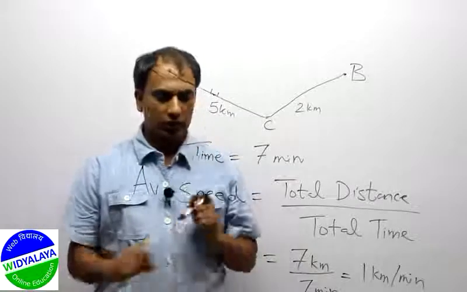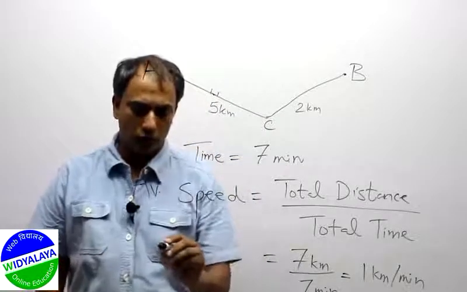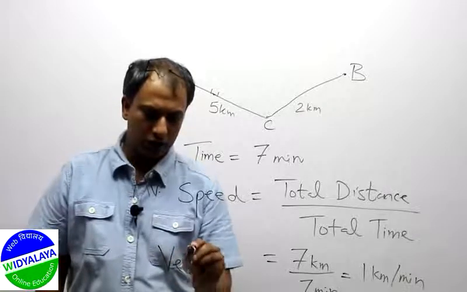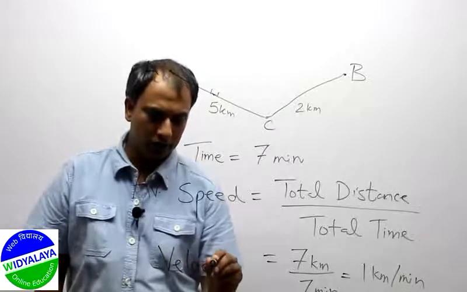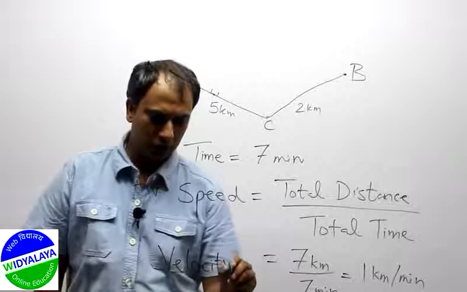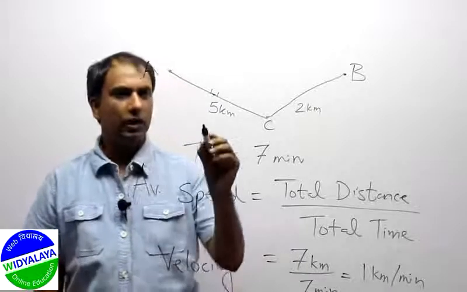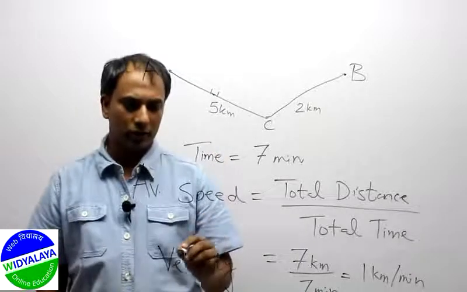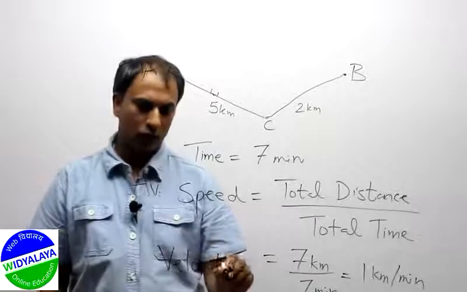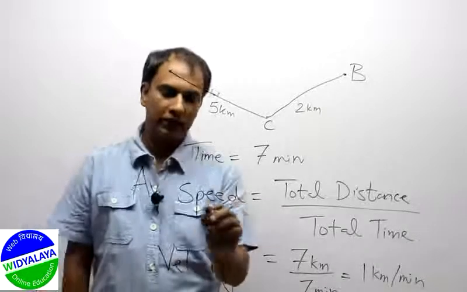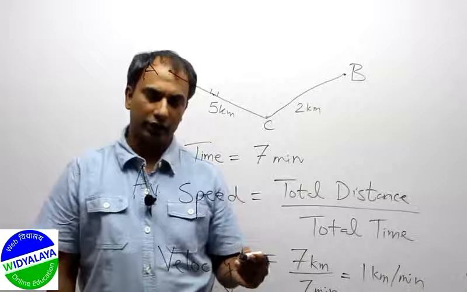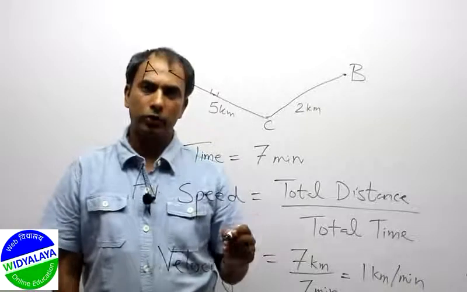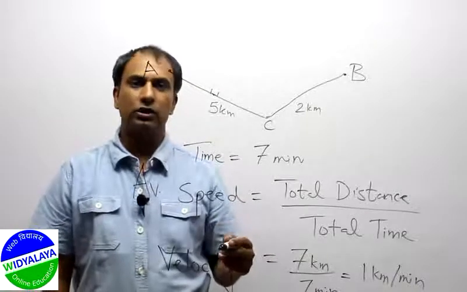Now another term which is important is called velocity. Velocity is the same as speed, but it also has a direction, and that is why it is called a vector. So speed in a particular direction, both the magnitude of the speed and the direction, is called velocity.